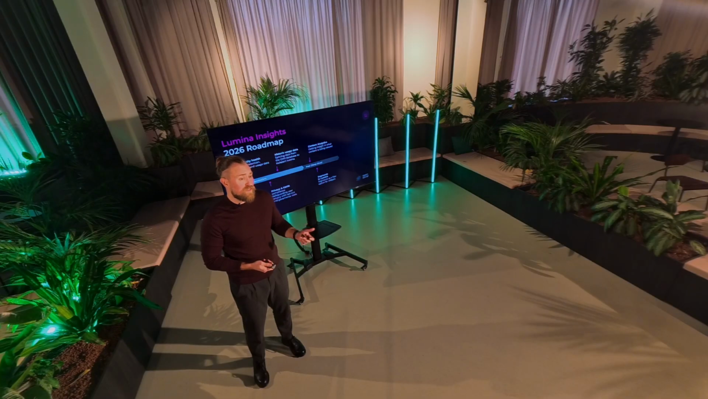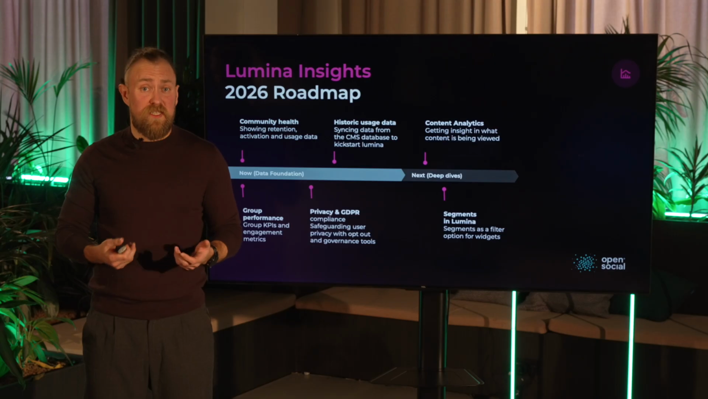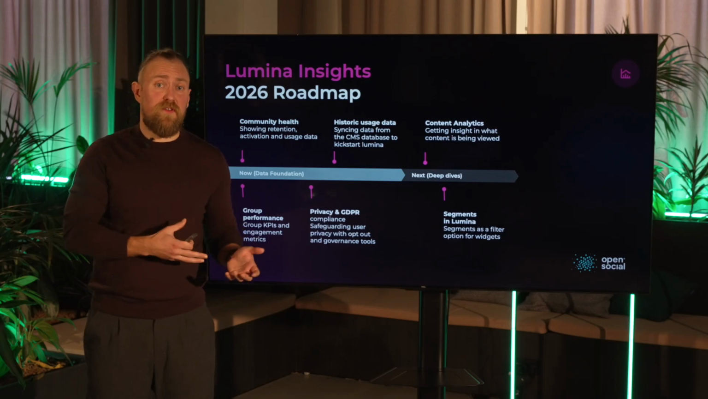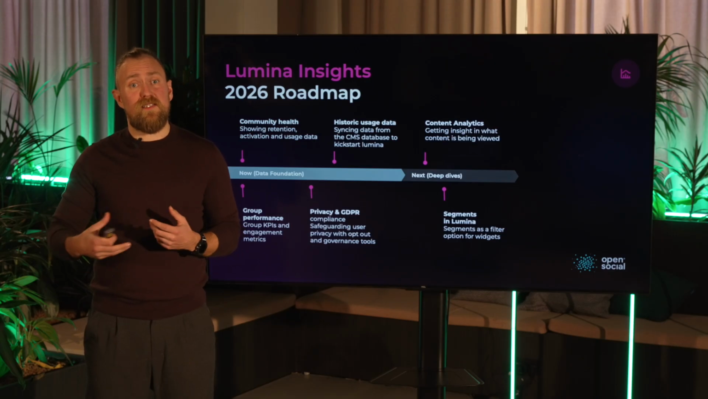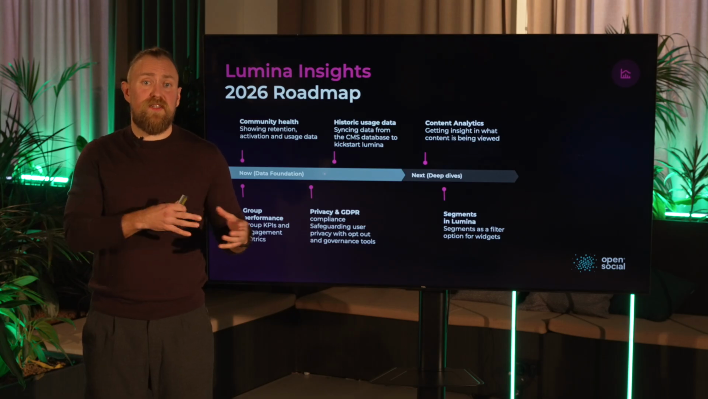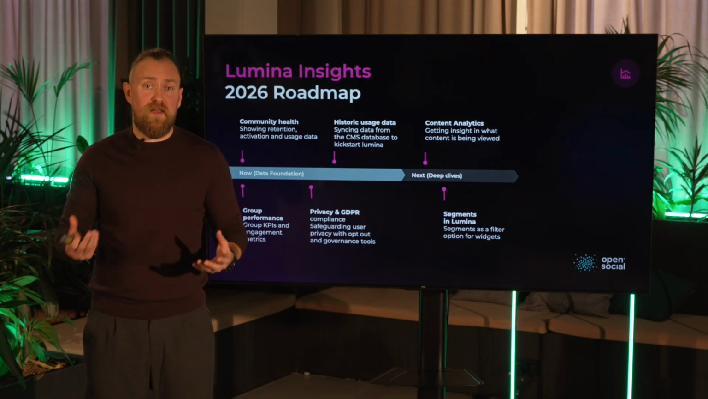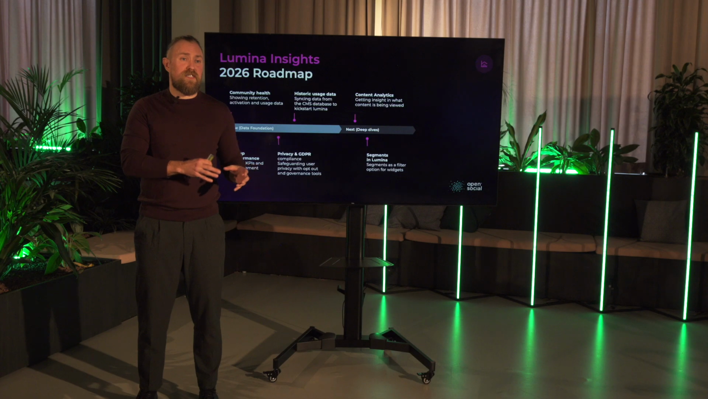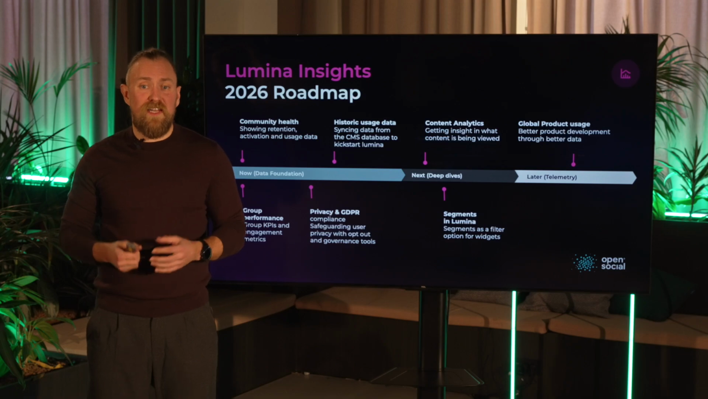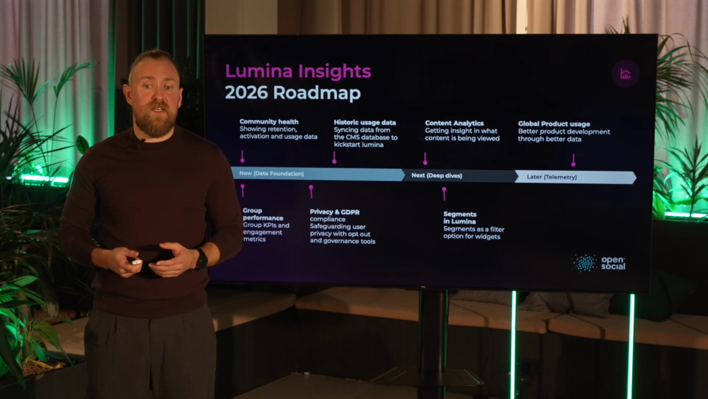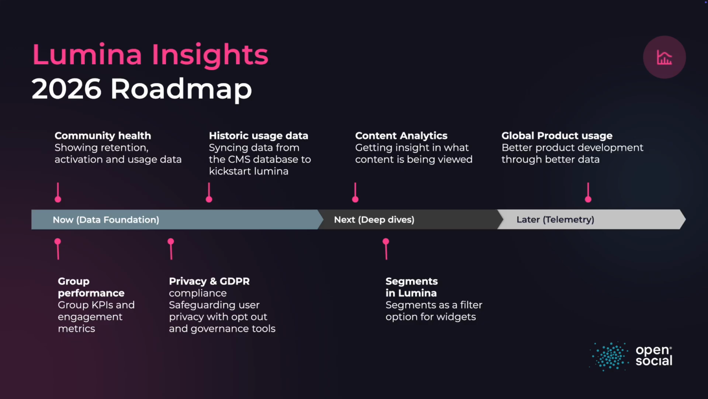And the next deep dive aspect is segmentation. So again, using the segment features within Lumina as a sorting variable, so that you can drill down every metric that you have available based on certain segments and see it for subpopulations within your community. The later bucket for the roadmap here is general global product usage.